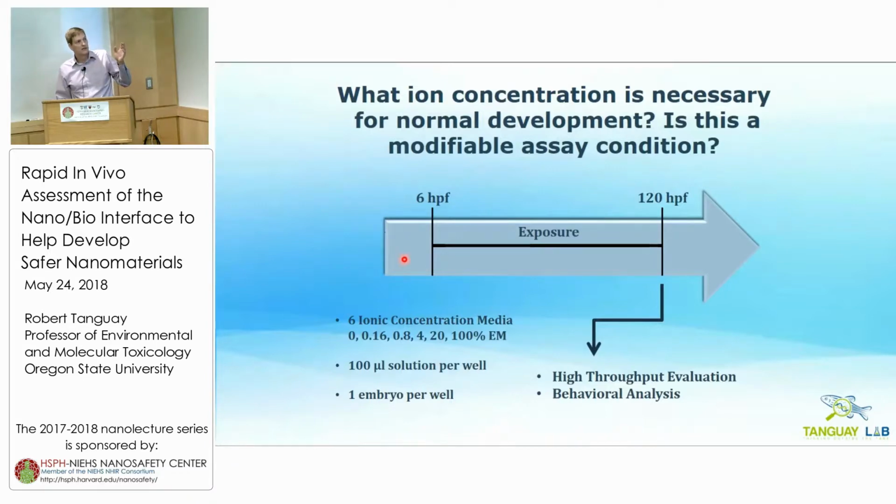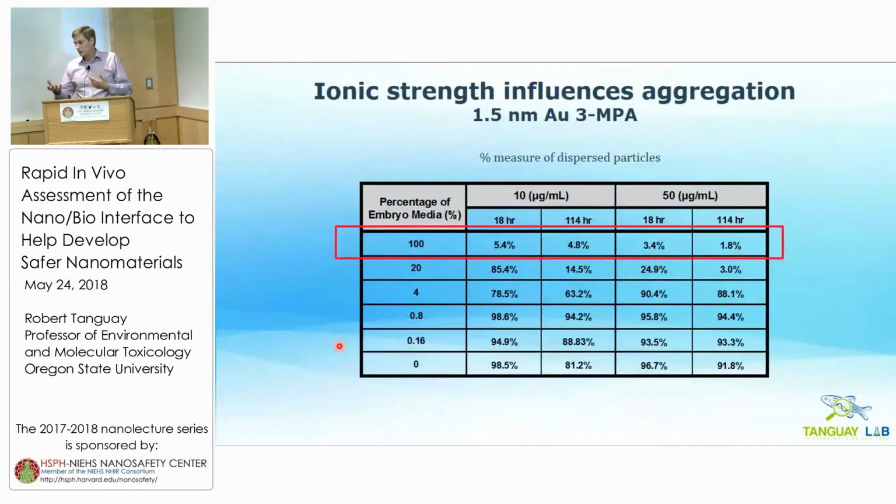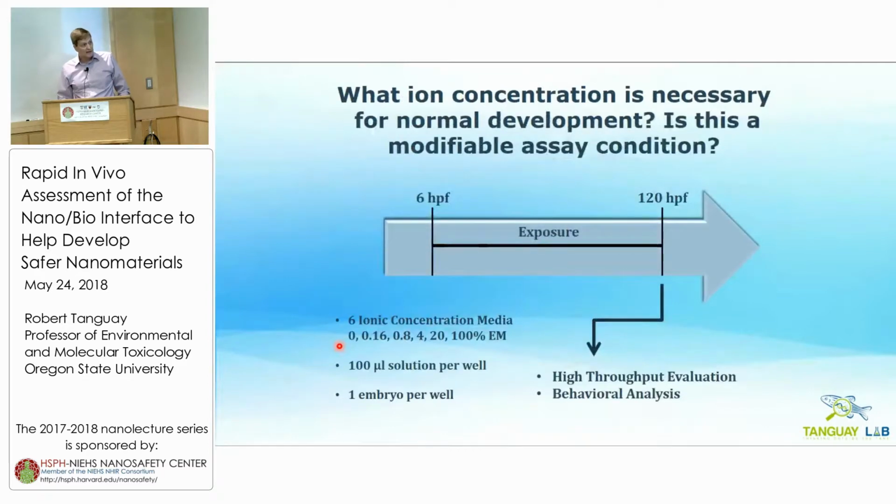First, this is again our exposure paradigm that I showed you. This is where development is trying to happen in vertebrates. We just diluted the embryo media just like we did here, but now in the presence of zebrafish. Then we measure one embryo per well, do multiple replications, and look at these high-throughput evaluations that I described, including behavior. So look for anything that might be different because you just diluted the salt on these guys.